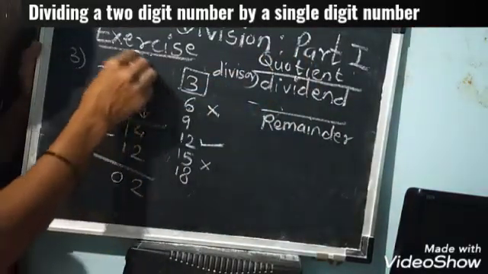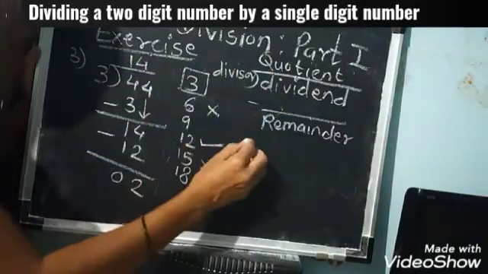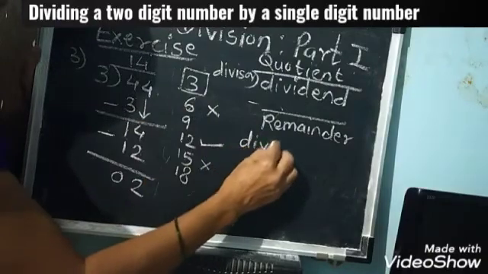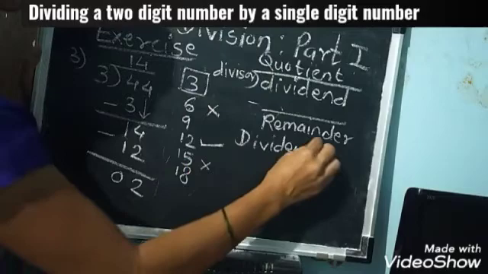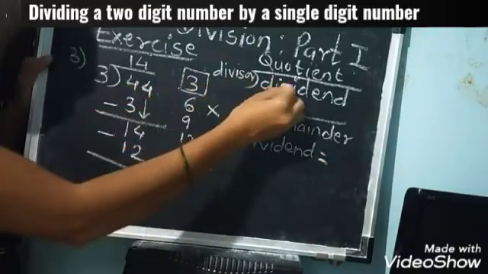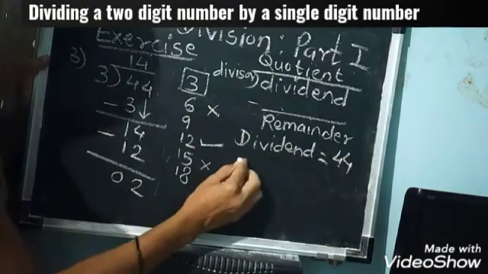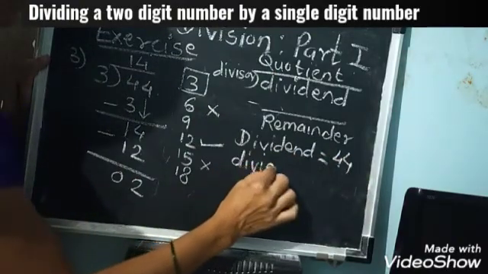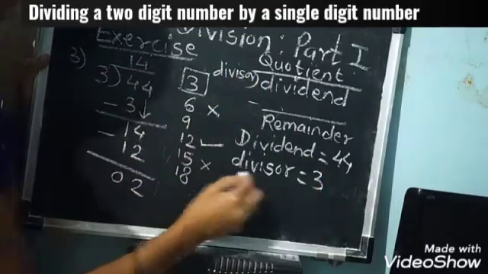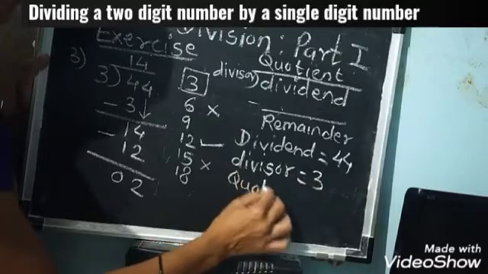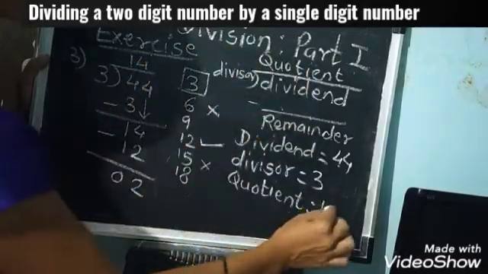Now consider this example and compare it with these names. Then what is the dividend? Can you tell me? This D you can write capital. Dividend. What is here? 44. See, the dividend is inside, which is the bigger number, that is 44. Now divisor. What is the divisor here? This side, 3. Quotient. Quotient is the answer, that is 14.